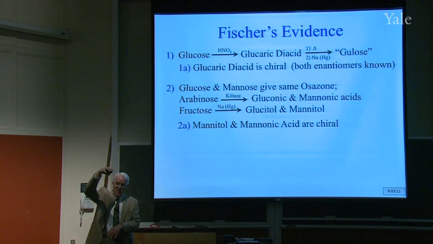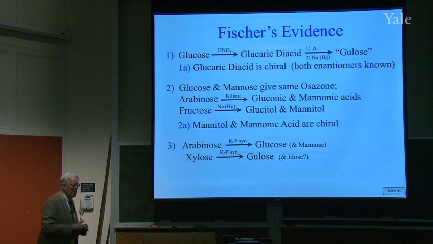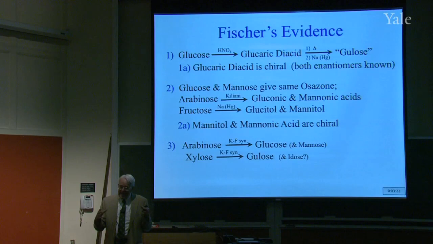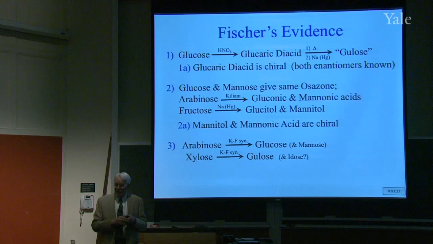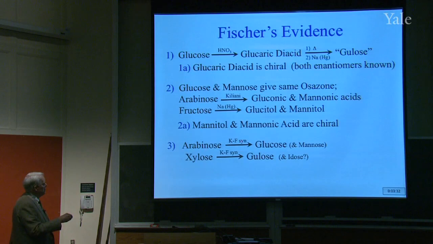Bear in mind that people were just fiddling around seeing what they could make from what. But Fischer collected the key items of evidence that could be used to make a real logical argument. So third, arabinose, when he did a Kiliani-Fischer synthesis, gave glucose, but also it gave mannose, right? That we see this relationship between gluc and man.